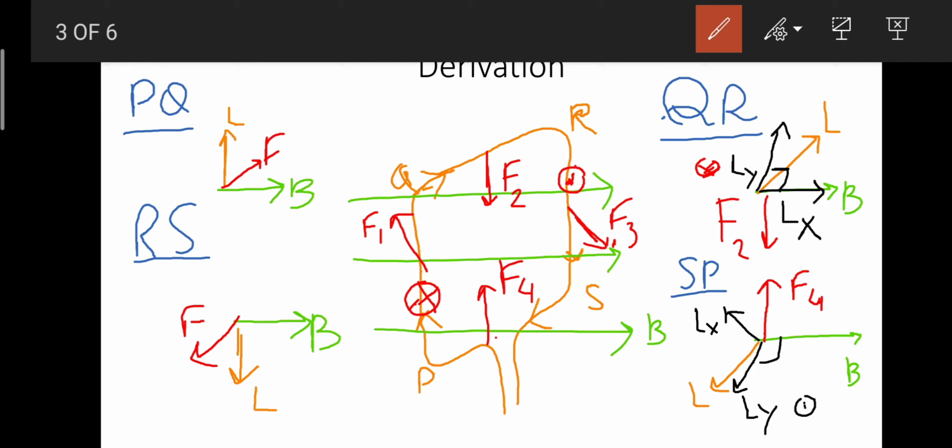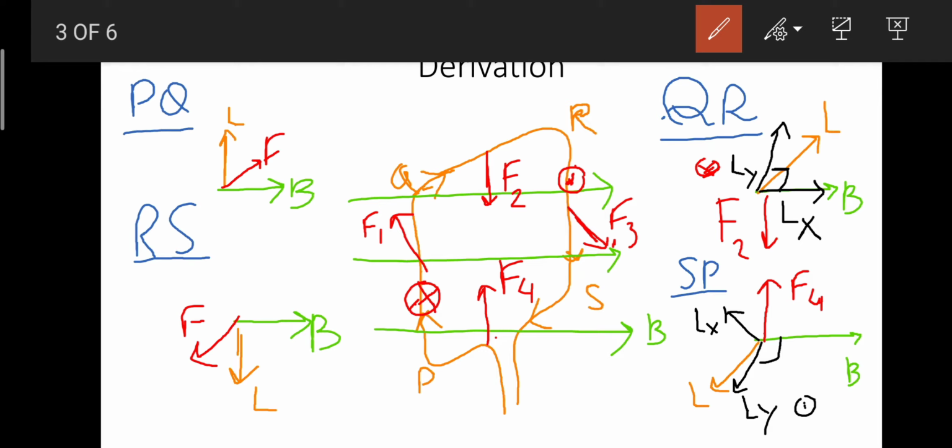Here we are noticing that F1 and F3, we have seen earlier, have magnitudes equal to each other. Now we notice that the directions of these two forces are opposite to each other. Their magnitude was the same, but their direction is opposite. How is it opposite? F1 is directed into the page and F3 is directed out of the page. That means they are completely opposite to each other.